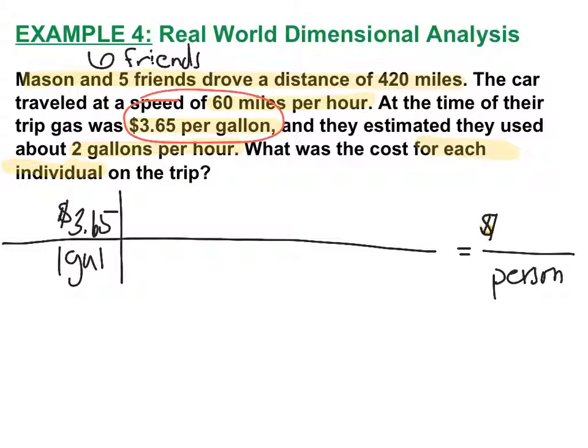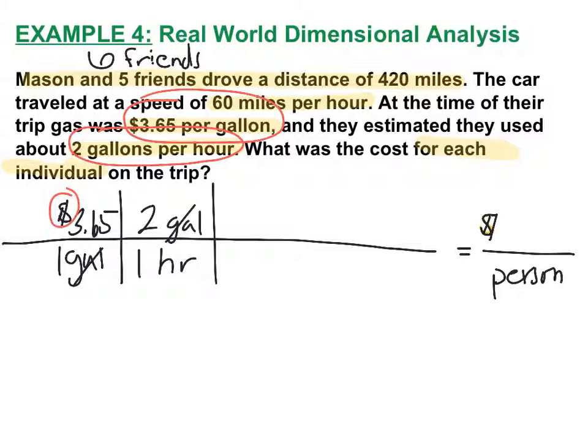That's a fraction. So we know we want money. I always like to circle what I want, so I'm not going to get rid of it. But I don't want gallons. I know I need to get rid of gallons, so it goes diagonal. Which conversion factor has something with gallons in it? 2 gallons per hour. So 2 gallons per 1 hour. My gallons are crossing each other out.